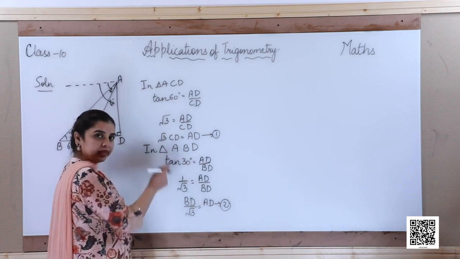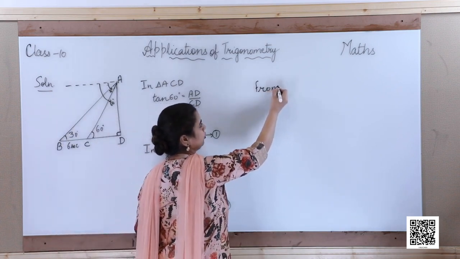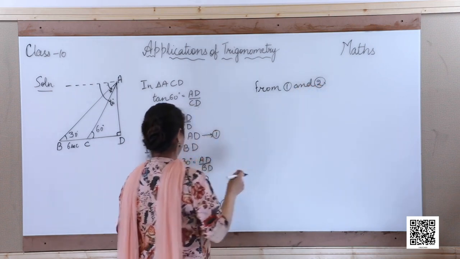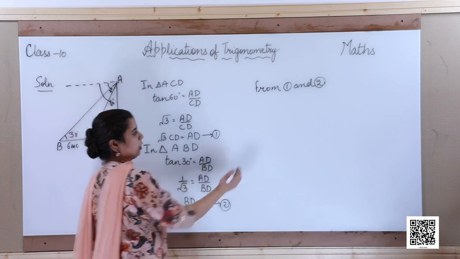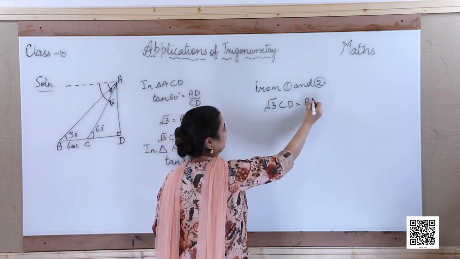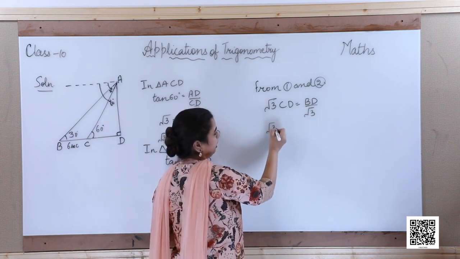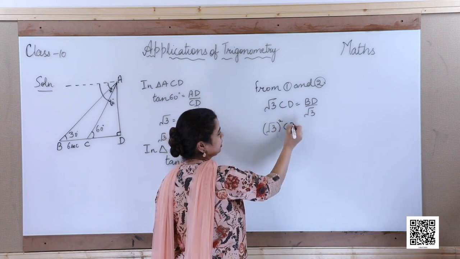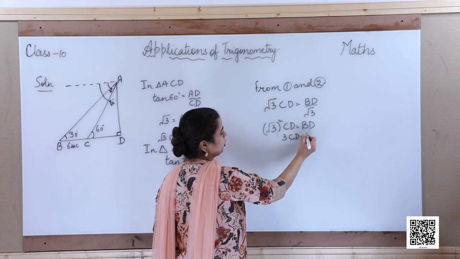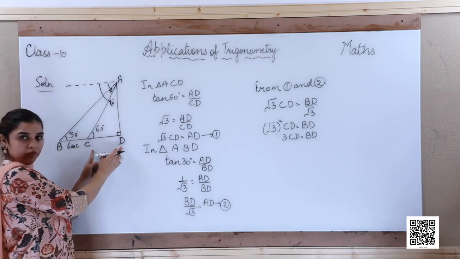Now let us equate the value of AD. So from 1 and 2, we get root 3 CD is equal to BD upon root 3. So if I take root 3 to this side, I get square of root 3 CD is equal to BD. So I get 3 times CD is equal to BD. So BD is 3 times of CD.